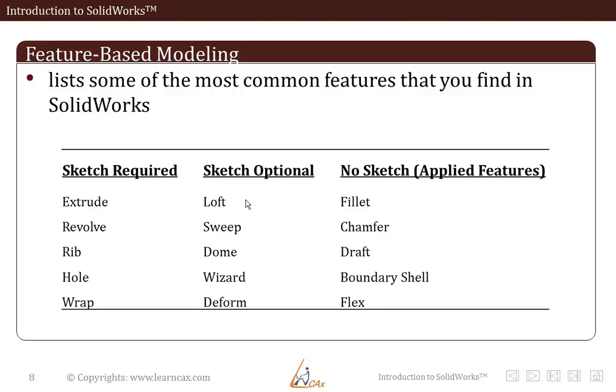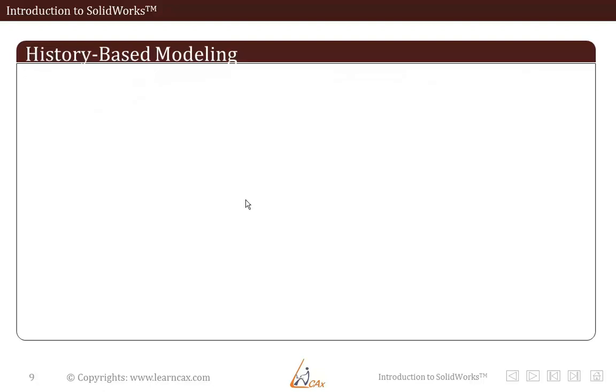Under optional sketch you will find loft, sweep, dome, wizard, deform. Then in no sketch there are fillets, chamfers, draft, boundary, shell, flex, and so on. So the right side part will actually require no sketch, but they will require a solid model on which they can work. Moving ahead to history based modeling. Now we'll understand what history based modeling actually means.